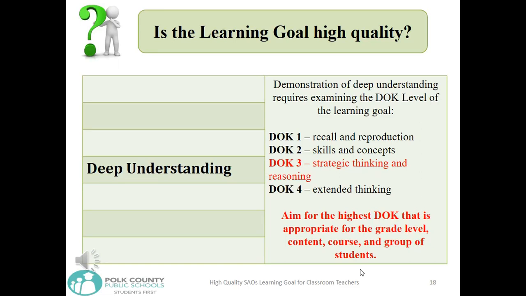As previously discussed, an expectation of a high-quality SAO learning goal is that it represents the highest level DOK that is appropriate for the grade level, content, course, and group of students. It is important to note that DOK 4 is not the goal. The learning goal may not be at a high level, such as a DOK 3, even in high school if the course is introductory, such as French 1. And a learning goal may be high level, even in lower grades, such as expecting students in grade 4 to analyze text or to engage in problem-solving tasks in math.